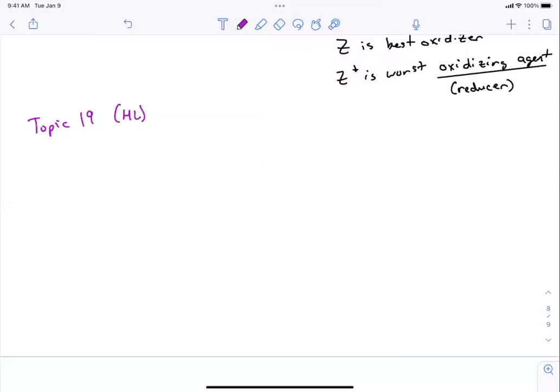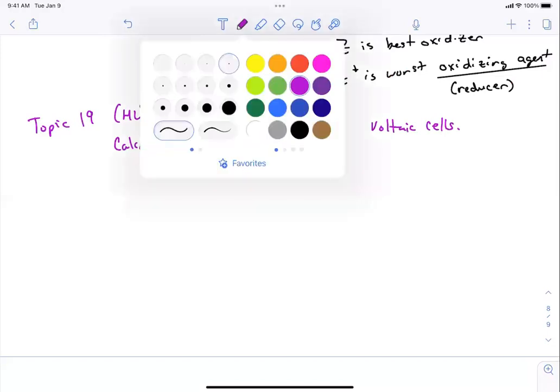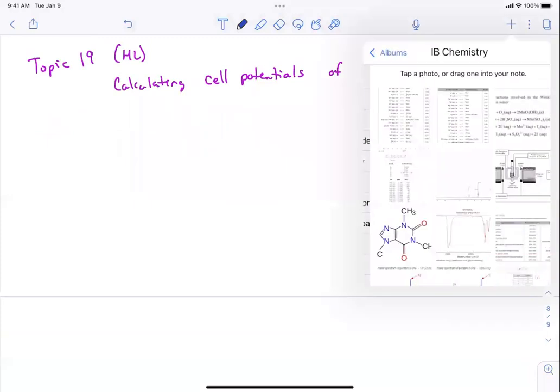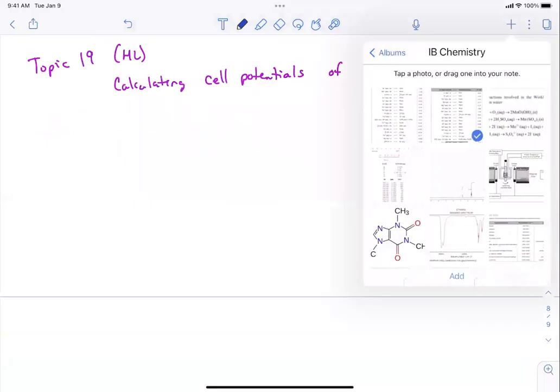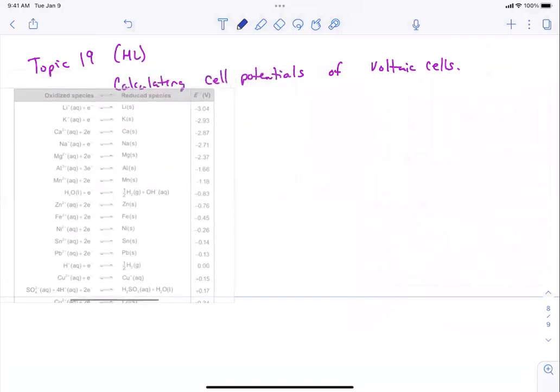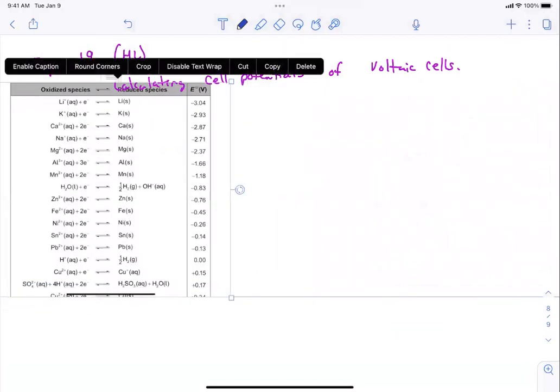Topic 19, HL has you calculating cell potentials of voltaic cells. And so the one thing I want to emphasize here is understanding what a reaction that's a reduction reaction is and what a reaction that is an oxidation reaction is. And so when you look at the data table, this is just a snippet of it, but you get the idea.